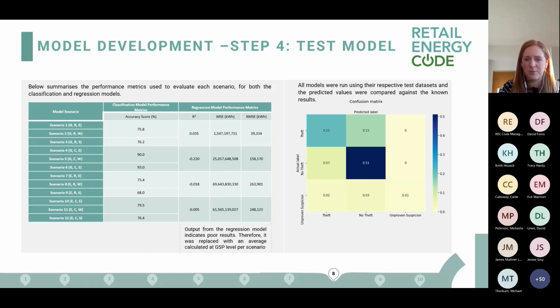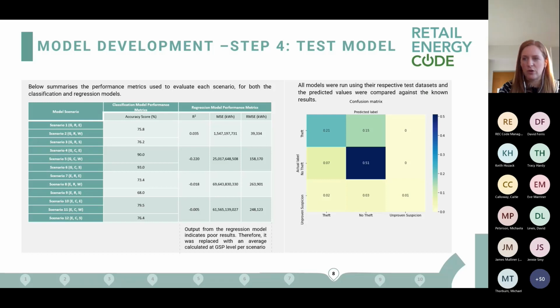So that was deemed to be a reasonable outcome for this type of model. Our second model was the regression model to predict the value of the theft.